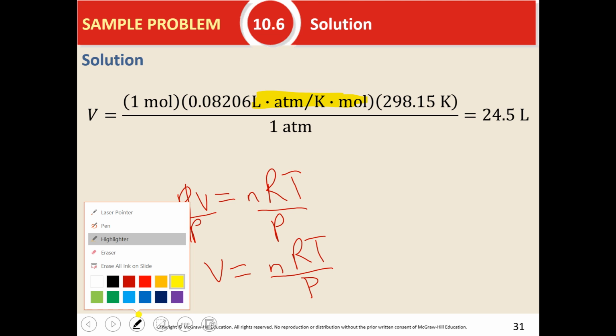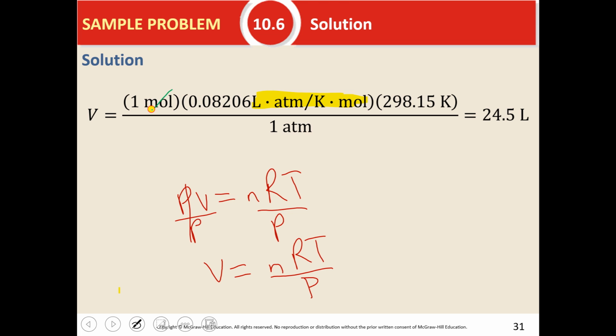When I do that, what I can see happens is moles cancels, Kelvin cancels, atm cancels, I'm left with liters. So now you just plug and chug. 1 times 0.08206 times 298.15, whole thing divided by 1, 24.5 liters.